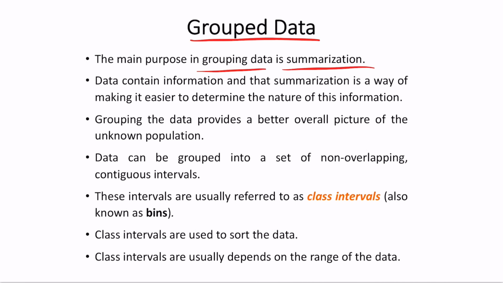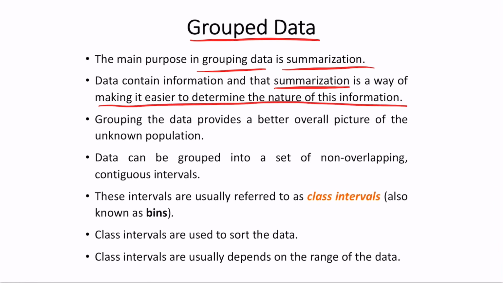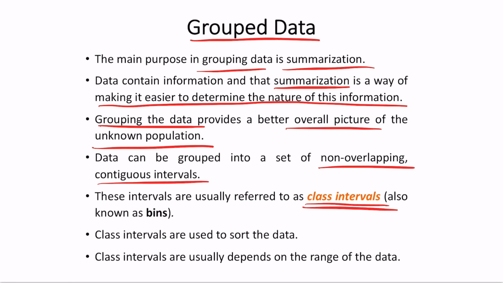Remember the process in research studies. We talked about analysis, we talked about the measures, and now we are trying to summarize. Summarization is a way of making it easier to determine the nature of the information. When you group the data, it provides an overall picture of the unknown population. Data can be grouped into non-overlapping contiguous intervals, which we call class intervals or bins.